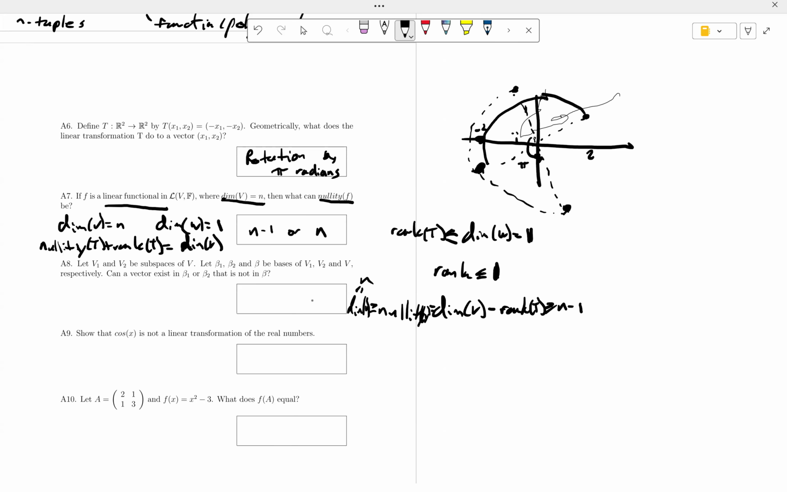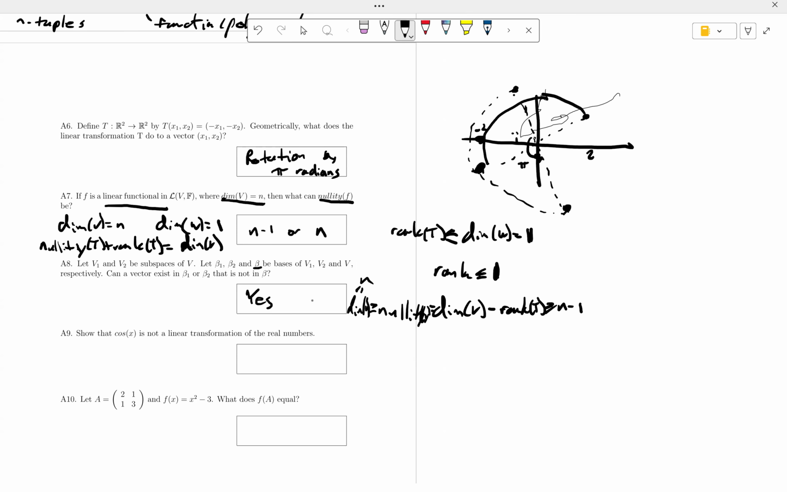Let V1 and V2 be subspaces of V. Let beta1, beta2, and beta be bases of V1, V2, and V. Can a vector exist in beta1 or beta2 that is not in beta? The trick here is that these are bases, not the span of bases. So the answer is yes.